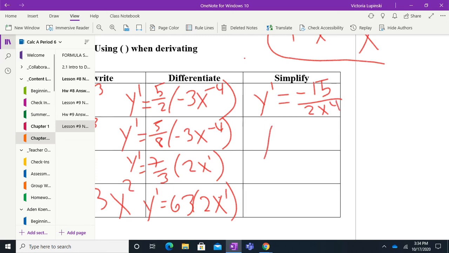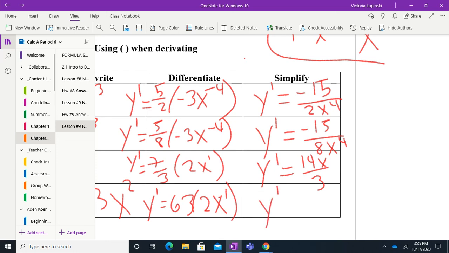Okay, then here in number 2, again, winds up being pretty similar. You're going to get negative 15 over 8x to the 4th. In the third one, 7/3 times 2 is going to give you 14/3. And again, make it clear that it's 14 on the top, 3 on the bottom, and then you can either write the x with the numerator or write it as 14/3 times x. Either of those would be fine.